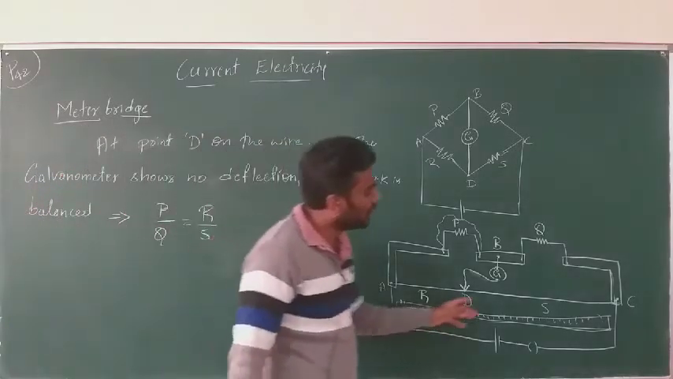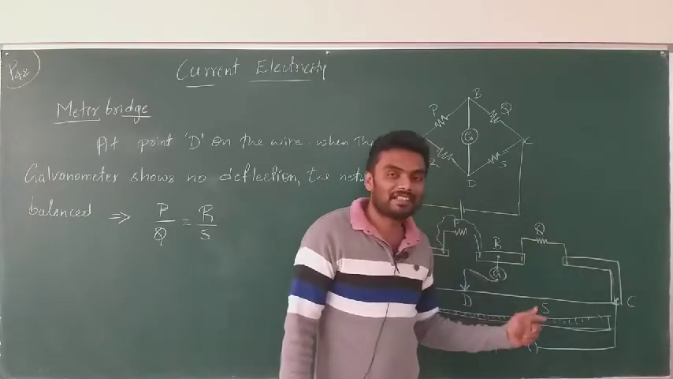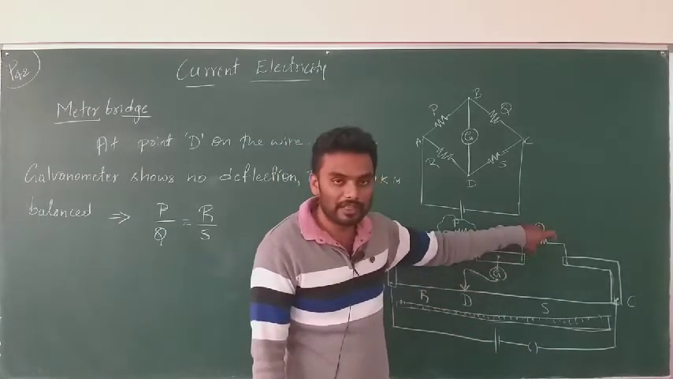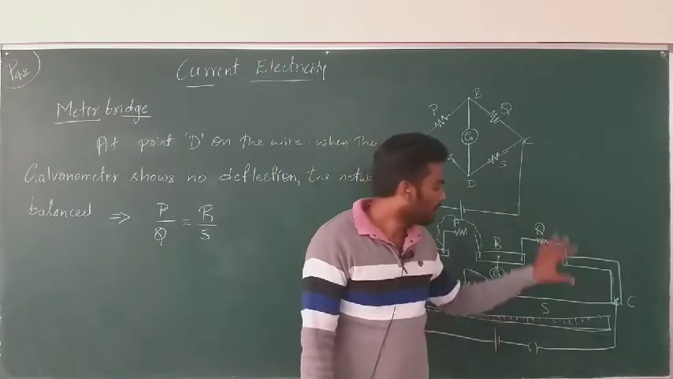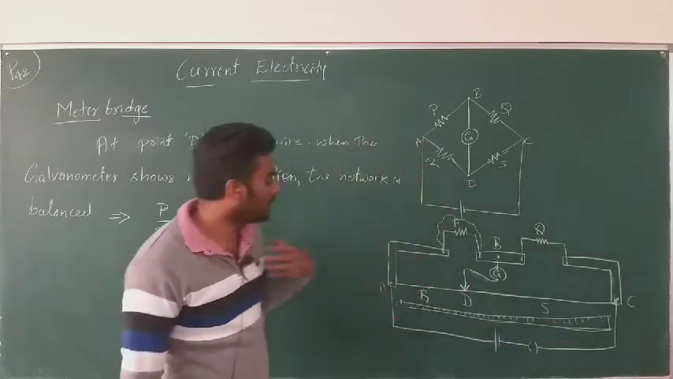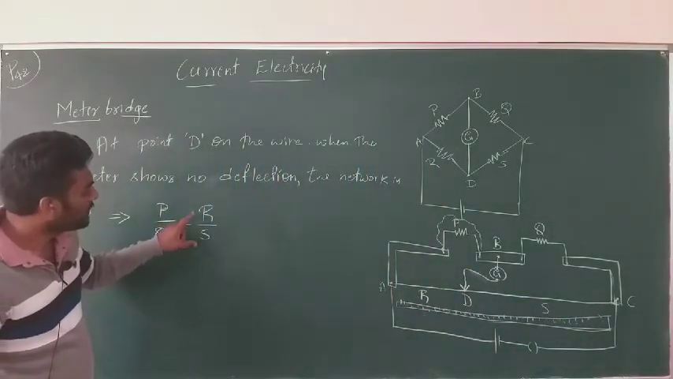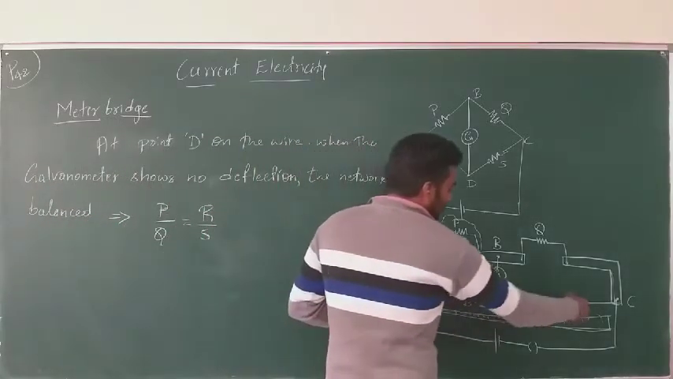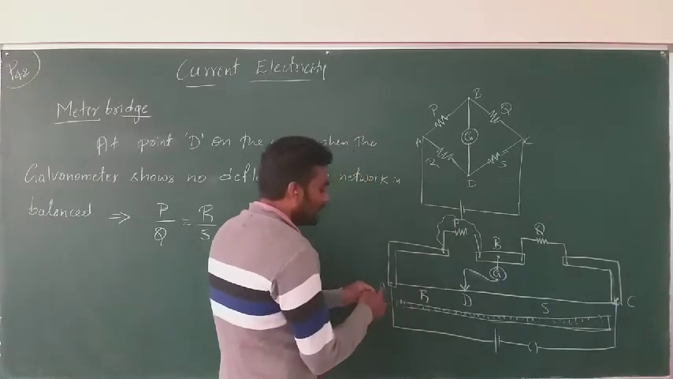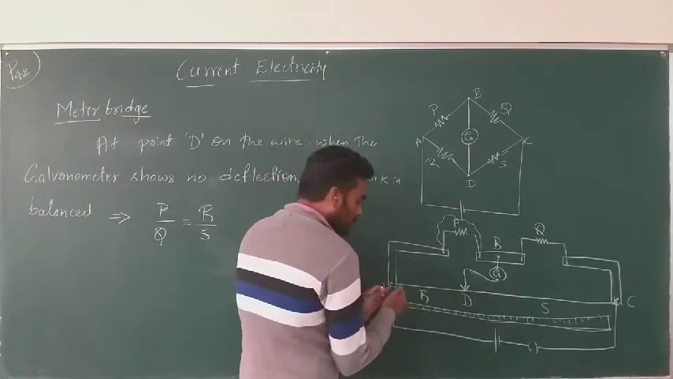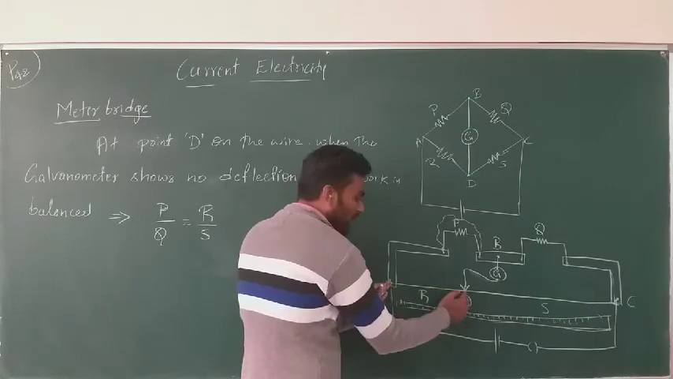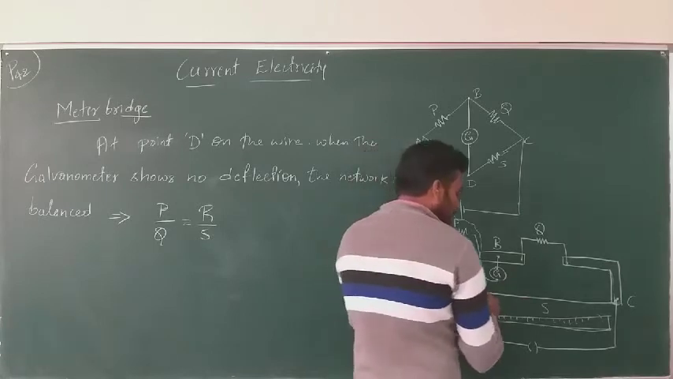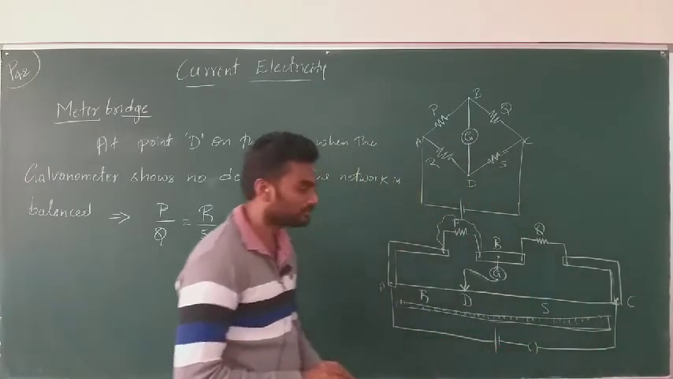Now, do we know the value of Q? Yes, I have told you that this Q is the standard resistance which we will connect, which means we will be knowing the value of resistance that we are going to insert here. So the Q value is known to us, but do we know R and S? No, we do not know the values of R and S. What are R and S? R is the resistance of the wire between the points A and D. What is S? S is the resistance of the same wire between the points D and C.